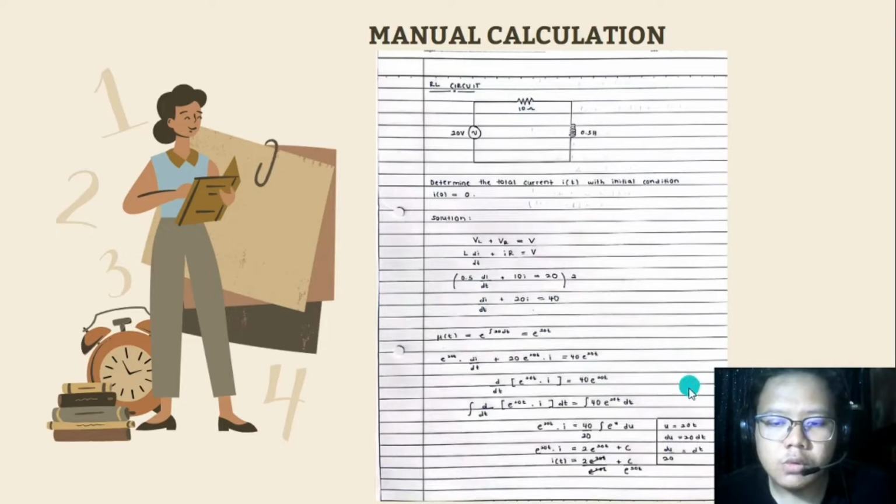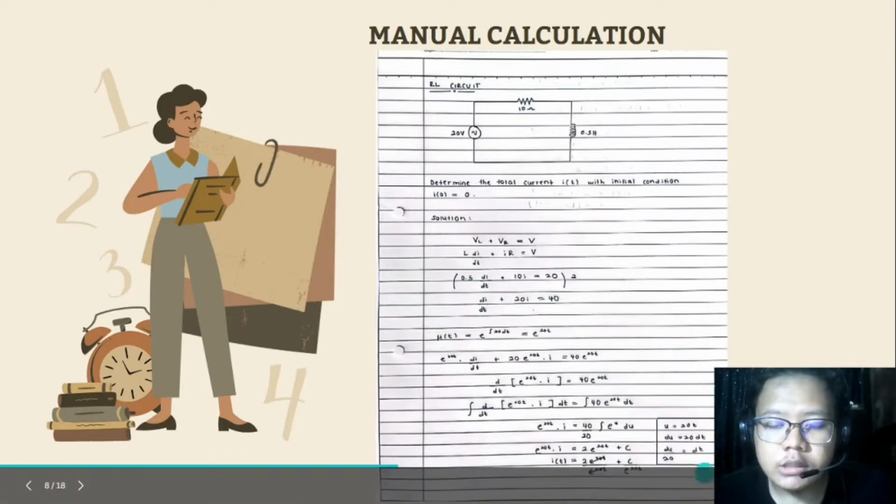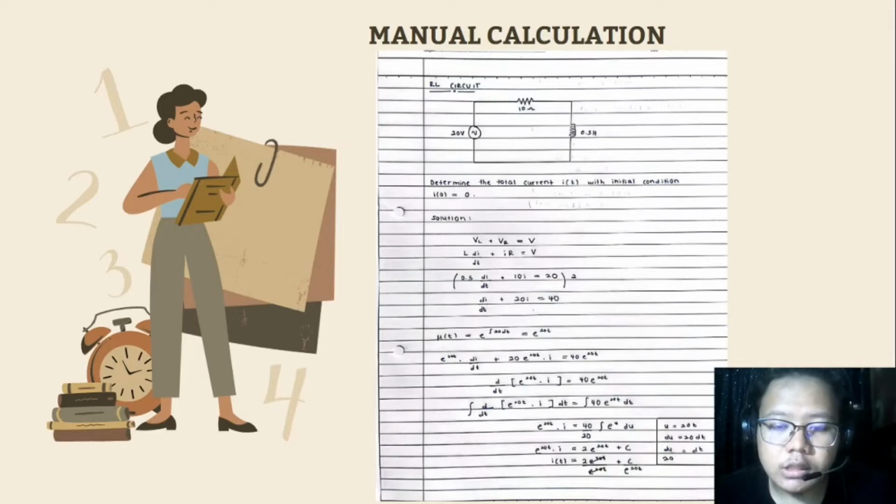For those who do not know how we get u and du, this is the formulation we must do to search for u and du. Okay, u equal to 20t. We get this from the exponential 20t, and du is equal to 20 dt. So dt is du over 20, and we get 40 per 20 integrate e to the u du. After that, e to the 20t multiply I equal to 2 exponential 20t plus c. For those who do not know, integrating exponentials must have plus c.